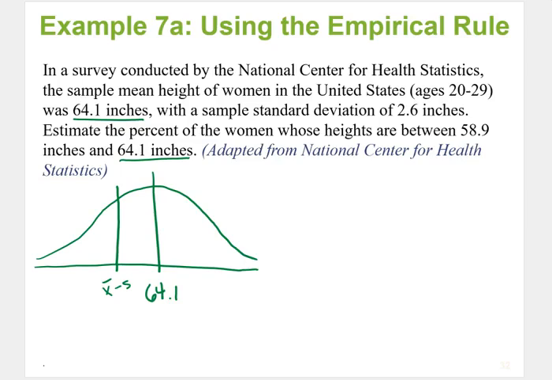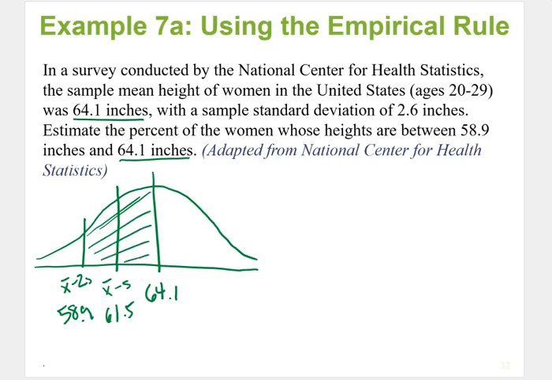All right, so we're going to take 64.1 and we're going to subtract 2.6. And that's going to put me at 61.5. Not quite where I want to be, right? I want to be at 59. So let's do another one. Let's take the mean and subtract 2 standard deviations. So let's subtract another 2.6. And I get 58.9.